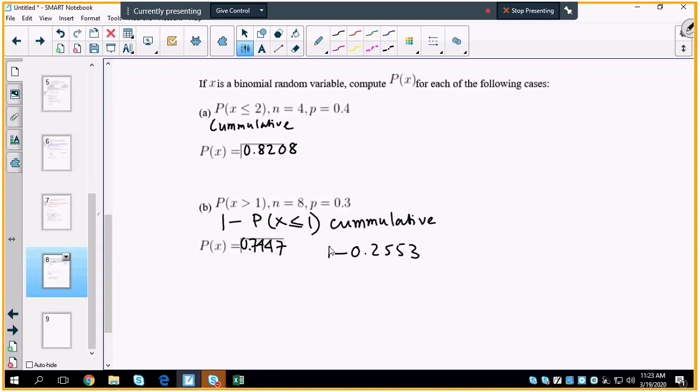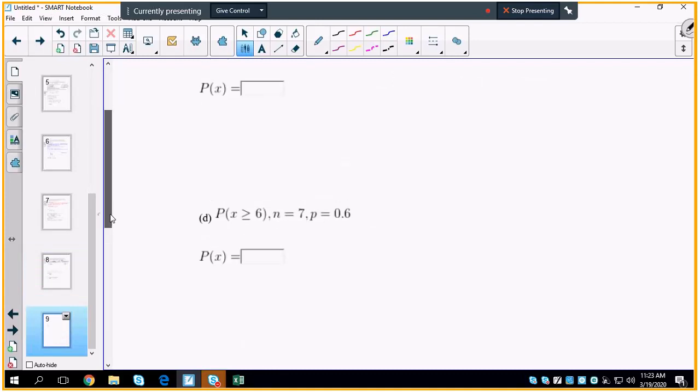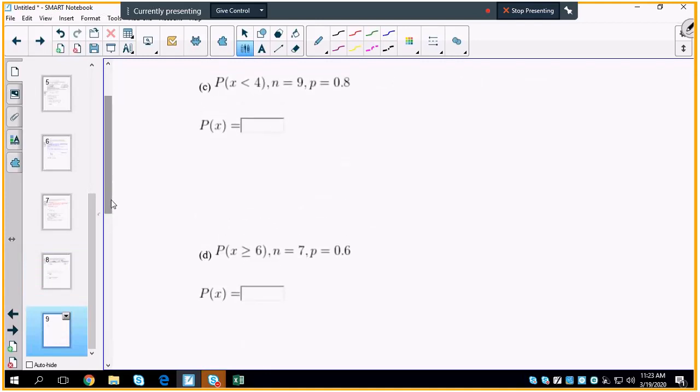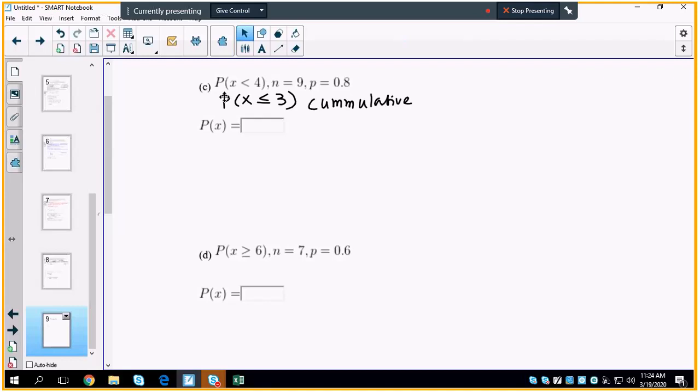Let's see what else we have. We have 2 more. Probability of X less than 4. So if you want X less than 4, then actually you want probability of X less than or equal to 3. So use the cumulative probability one more time. And this time just the cumulative probability will do it for us, with N equal to 9 and P equal to 0.8. So probability of success is 0.8.